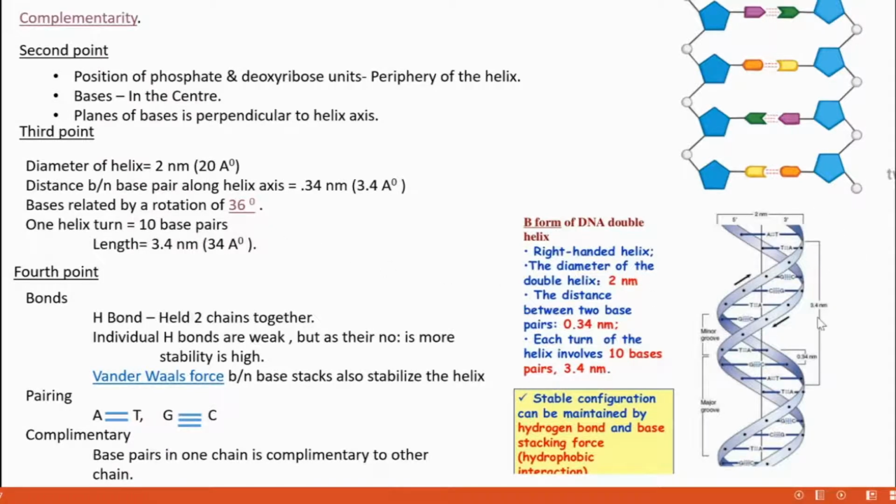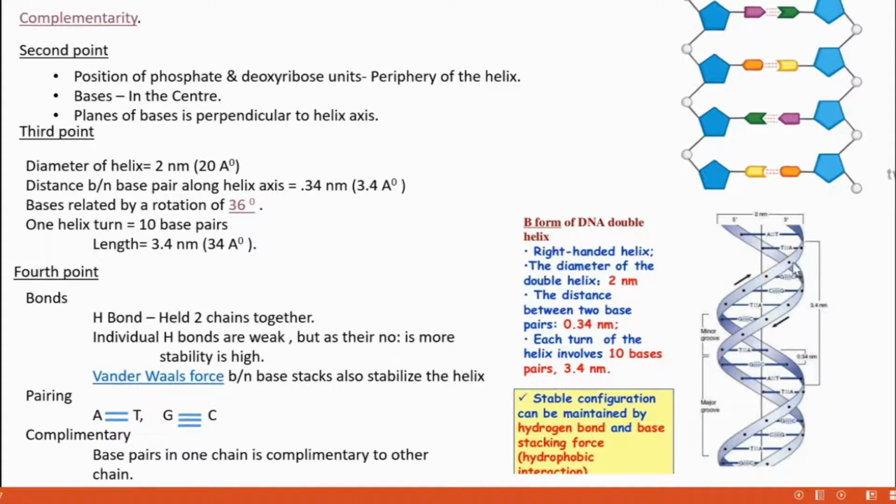Look in this picture. Before understanding this point, we need to understand what is one turn. One turn means we can consider it as from the beginning of one minor groove to the beginning of next minor groove, or from the beginning of one major groove to the beginning of next major groove. So here this is one turn. In this one helix turn, how many bases? It is 10 base pair.